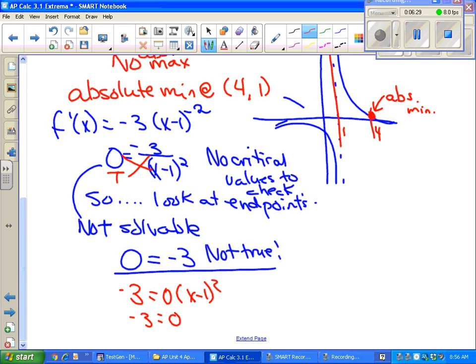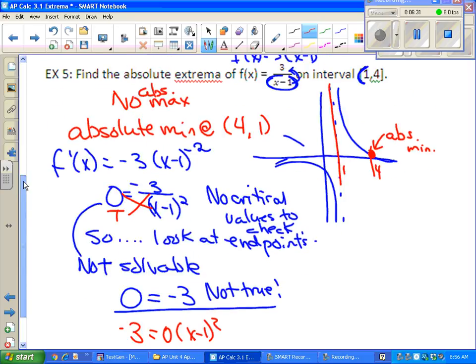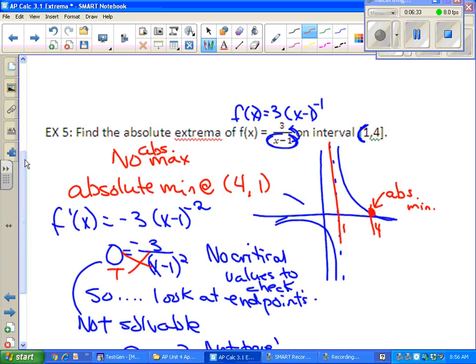So in this particular problem, I ended up with an equation. They gave me a function that's not solvable if I set it equal to 0, which matches what it should tell me. It tells me there is nothing to solve for. There are no critical values on this interval. Is everybody okay with that? So that's why I included that example.